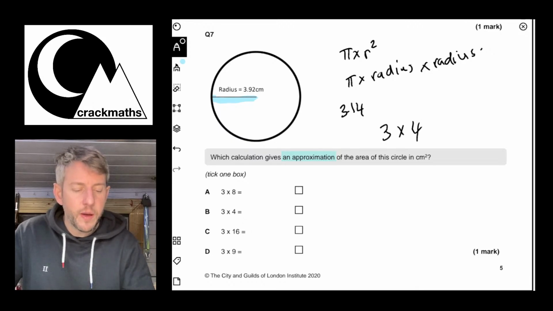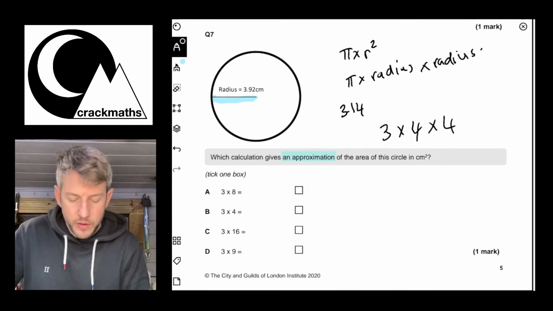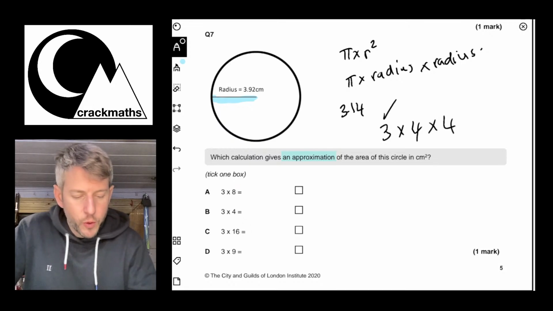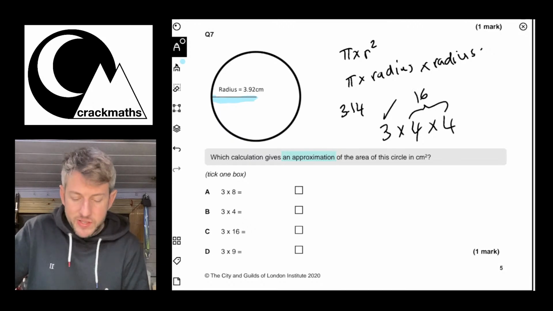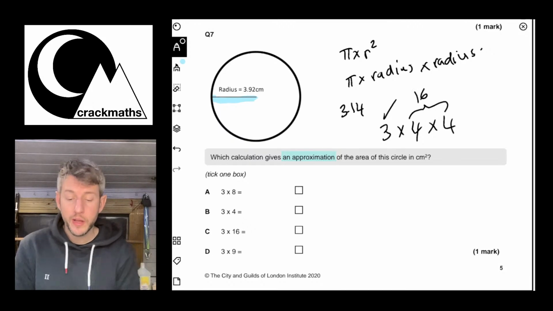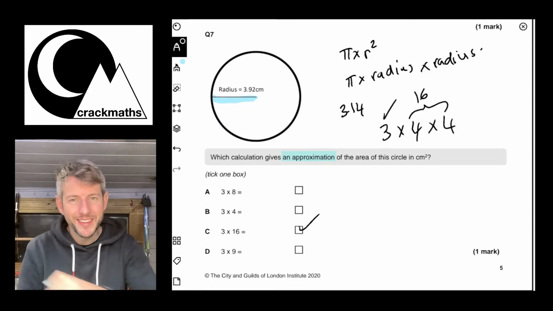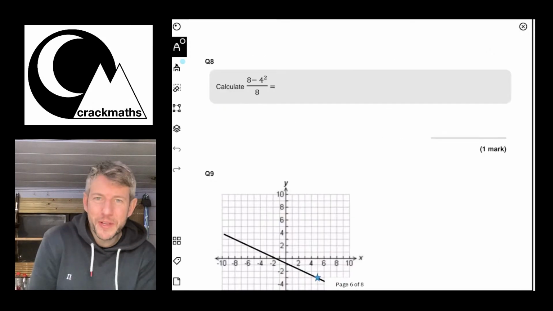So 3 times 4 times 4, which is equal to, well, all of these have 3, so with the 3's, we've got to work out what this 4 times 4 is. So 4 times 4 is 16. Okay, so the approximation for this one is going to be C, 3 times 16. Okay, let's move on.